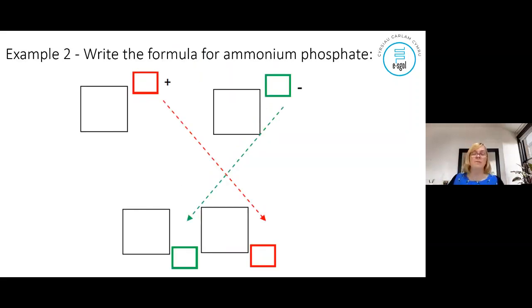So ammonium phosphate is slightly more complex. Okay, with the example of ammonium phosphate, we'll go through it step by step. The first thing to do is that you have to put in the ions where you want them. The ion for ammonium is a bit of a complex one because it is an ion of a compound, so it's got more than one capital letter in there. So in the case of ammonium, it is NH4.